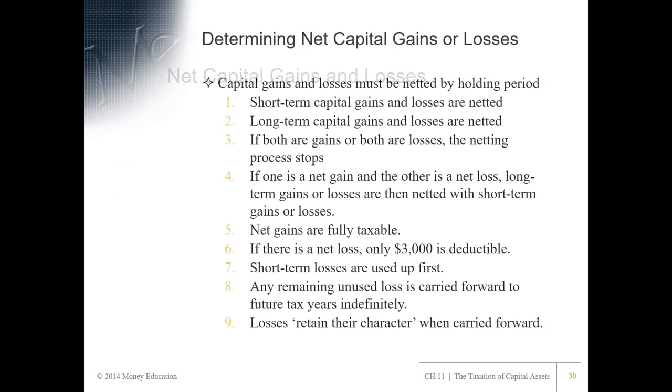All right, net capital gains and losses. Now we're going to determine the net capital gain or loss.